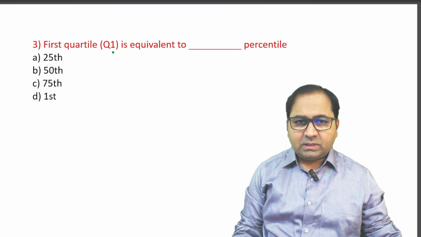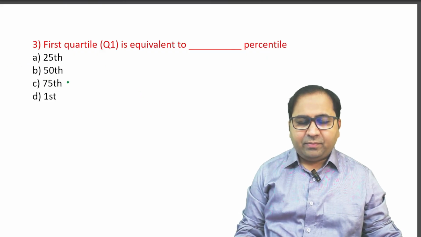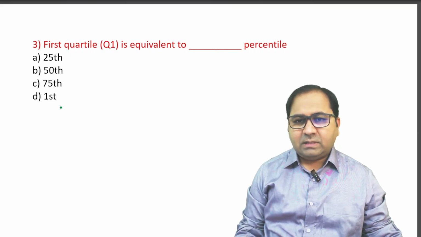Next question. First quartile Q1 is equivalent to dash percentile. The options are A. 25th, B. 50th, C. 75th, or D. first. So what is the answer for this question?